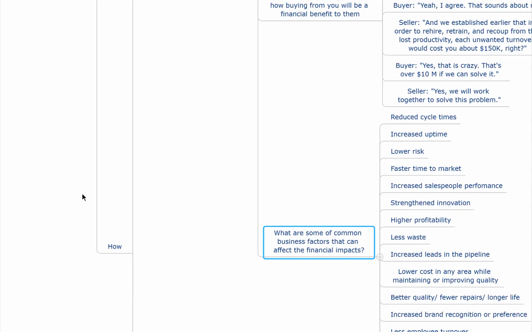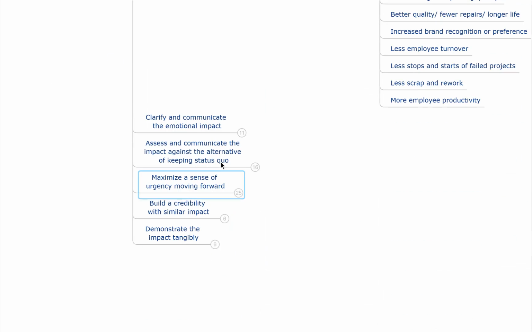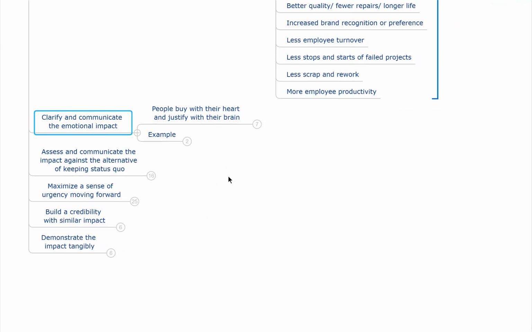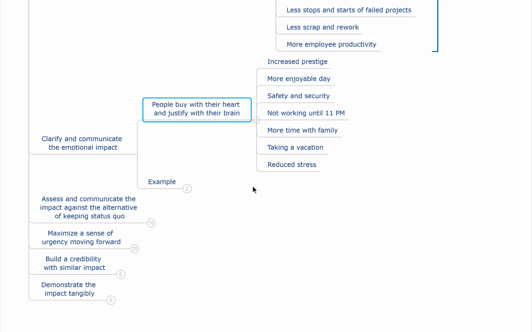Next, a way to make this type of impact tangible is to clarify and communicate the emotional impact. People buy with their heart and justify with their brain. So, for example, as a seller, you want to emphasize points like, as a result of solving this problem, the buyer would have more prestige, a more enjoyable day, more safety and security, not needing to work until 11 p.m., more time with the family, more vacations taken, and reduced stress.